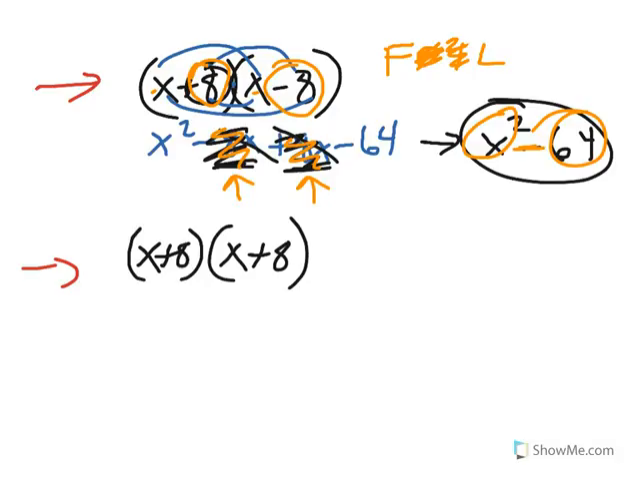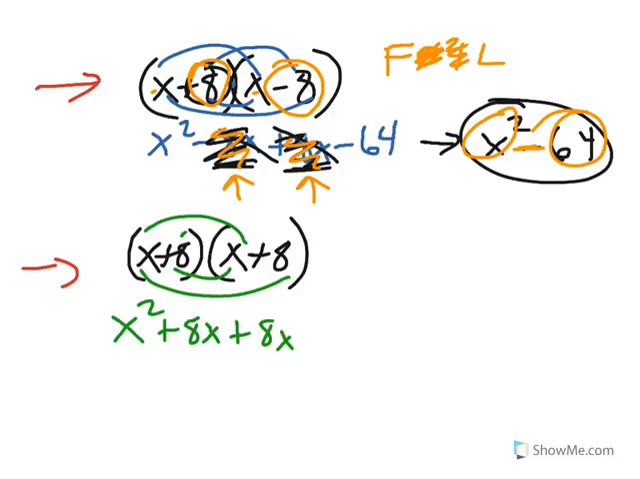Now if we look down here at the next one, shoot, it looks pretty much the same. Shouldn't we get the same effect? Well, let's take a look and see. X times x is x squared. X times 8 is 8x, but this time it's positive, not negative. X times 8 is 8x again, and 8 times 8 is positive 64.